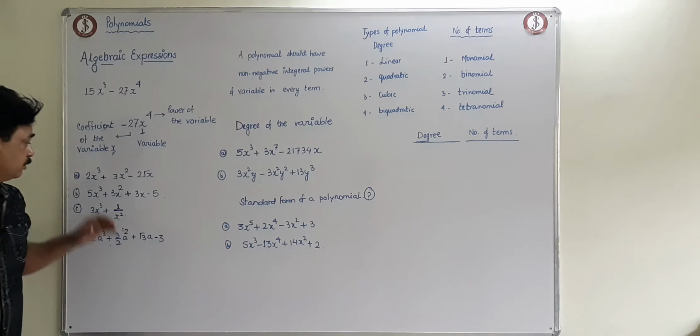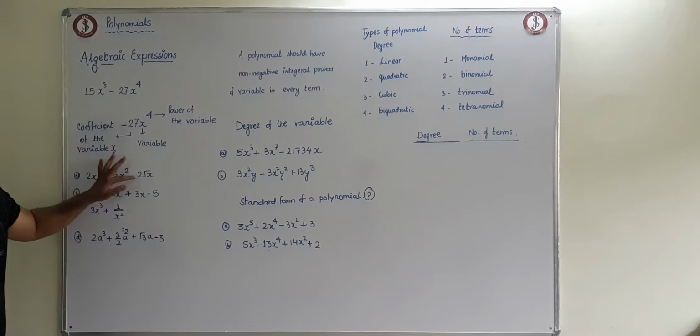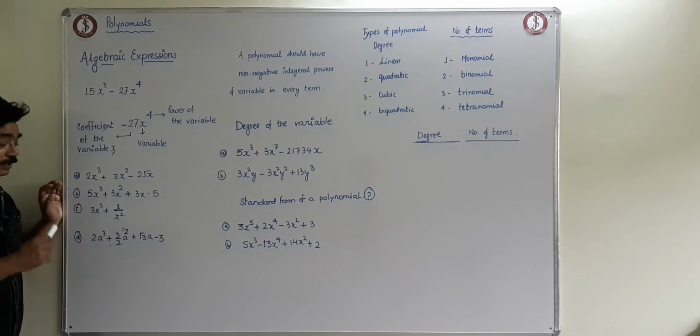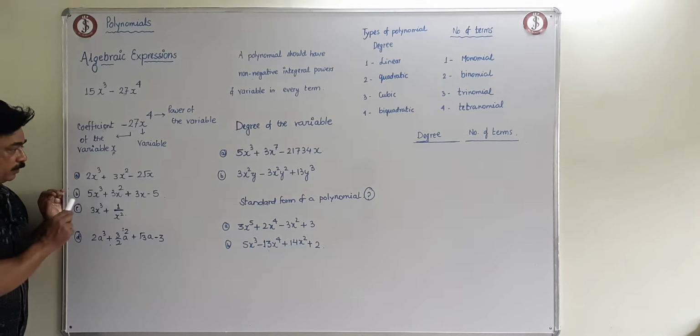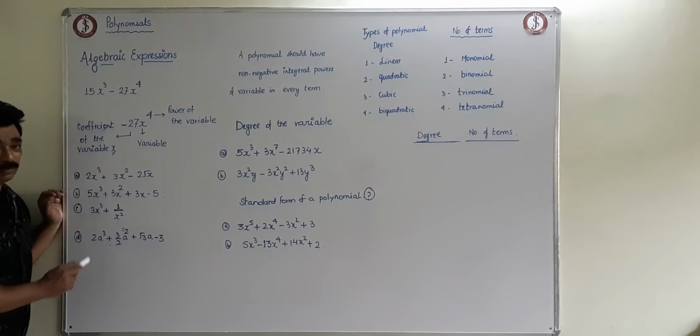Alright. Now let us have a look at different algebraic expressions. We have algebraic expression number 1, 2, 3 and 4 over here: a, b, c, d. This is 2x cube plus 3x square minus 2 root x. It's an algebraic expression. This is another algebraic expression, and this is another, and this is another. Now one by one let us understand polynomials deeply. In these three the variable is x, in this one the variable is a.